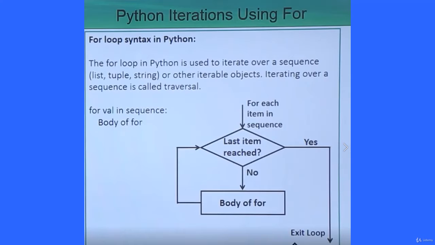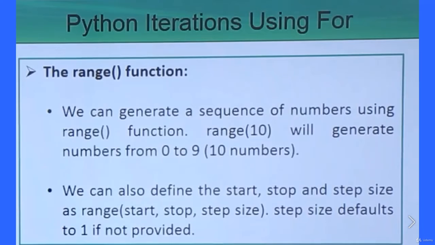We can also do this using the range function. We can generate a sequence of numbers using the range function. A for loop can operate on a sequence, and iterable objects also use this range function. So range(10) will generate numbers from 0 to 9. That is the 10 numbers we have here. Always remember that this 10 will not be inclusive. So 0 to 9, that is the 10 numbers.